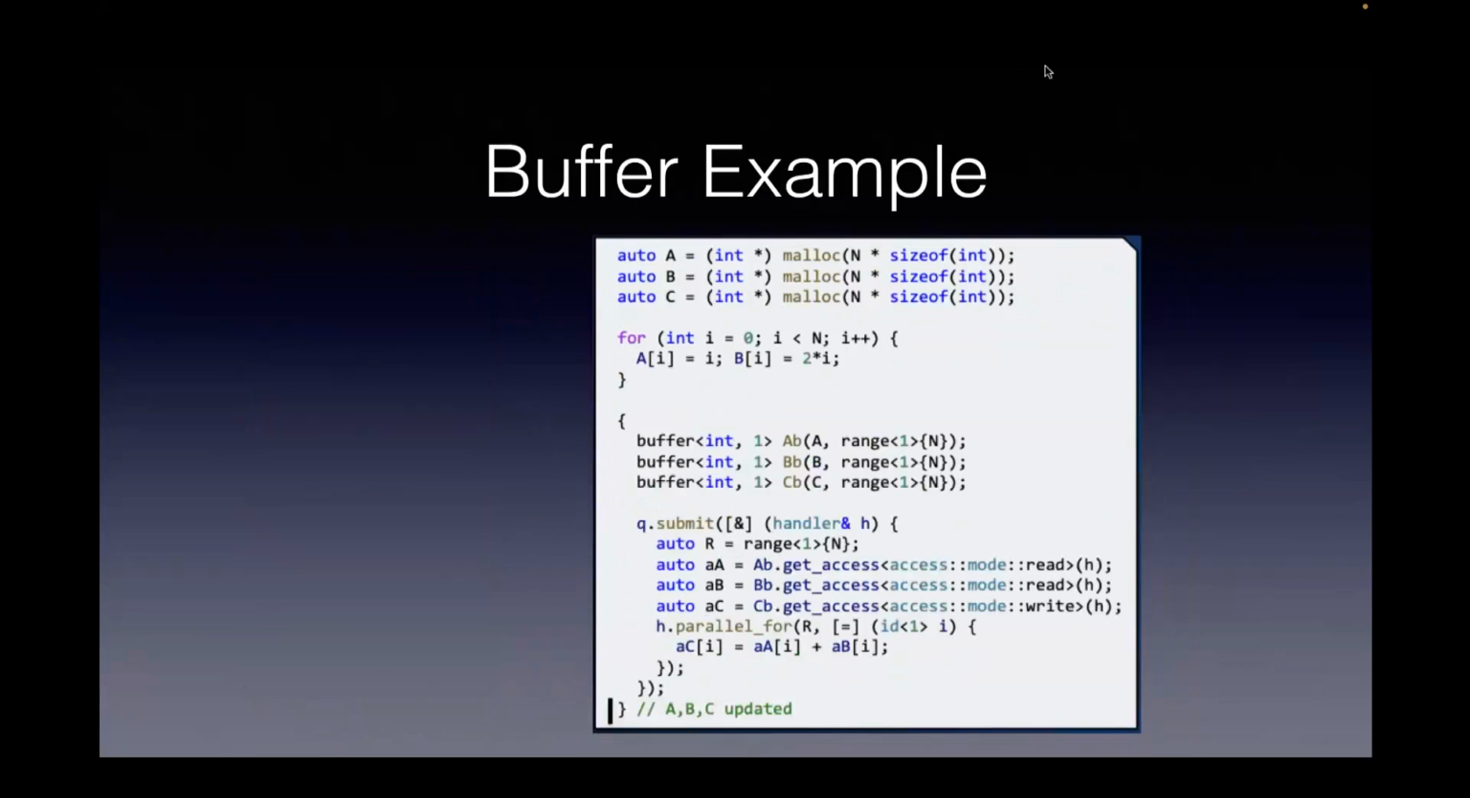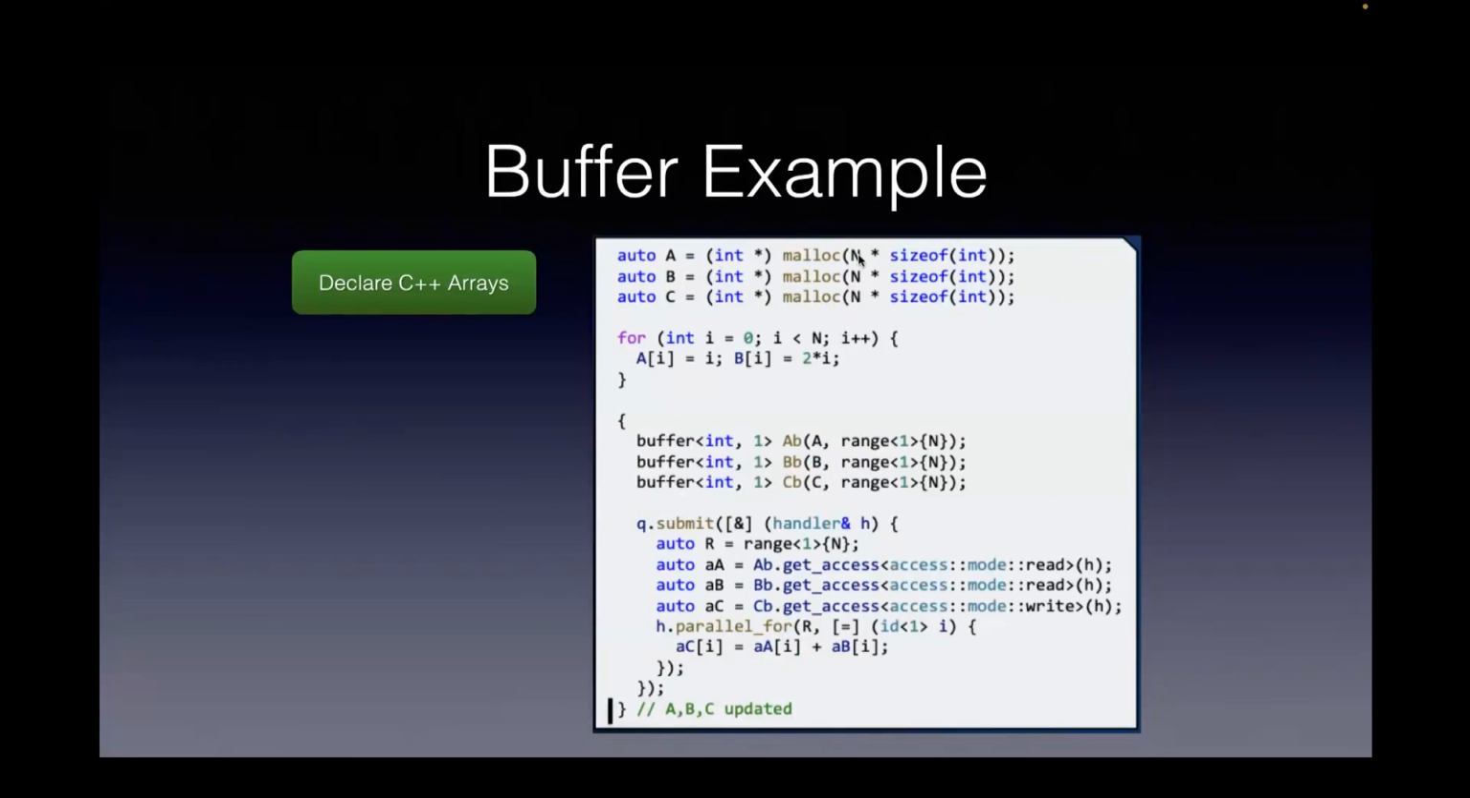So what we've also done here is I've taken the same example as I had earlier and converted it into a buffer version so that you understand how different it looks. So here's the same example using buffers. Here we just use traditional malloc for the three arrays, A, B, and C. It's no longer malloc_shared, device, or host, it's just malloc.